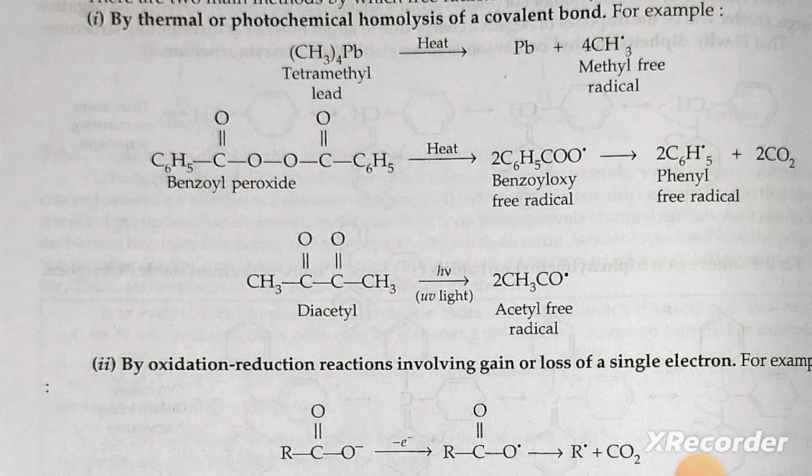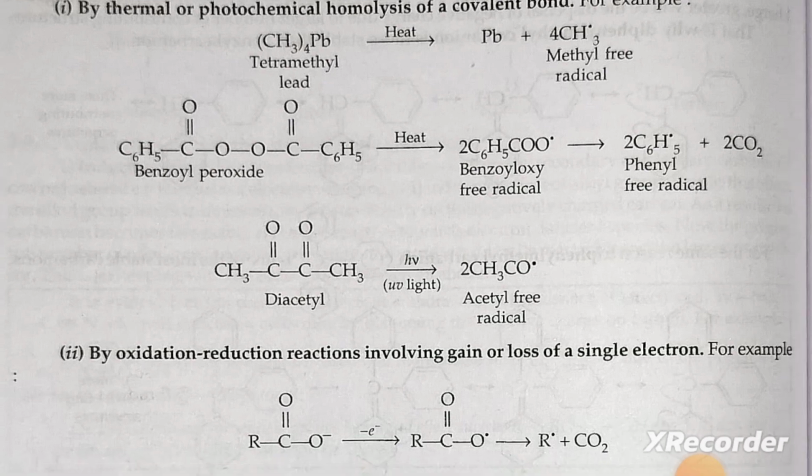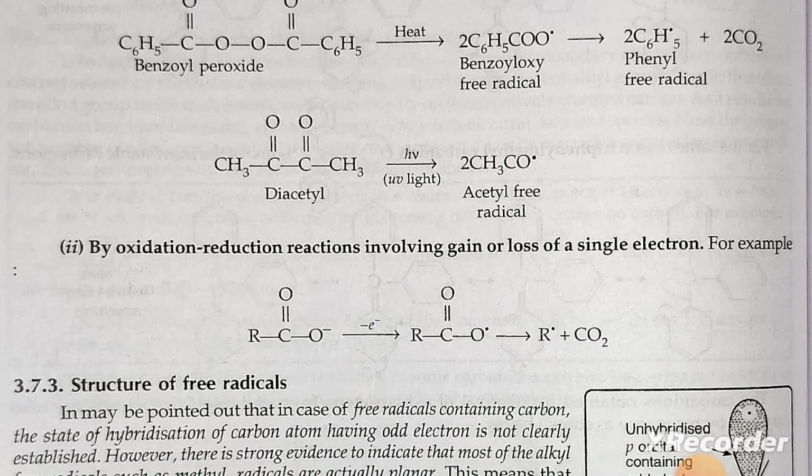Second, by oxidation reduction reaction involving gain or loss of a single electron. For example, RC(=O)-O⁻ gives rise to RC(=O)-O radical, which gives rise to R radical plus CO2.